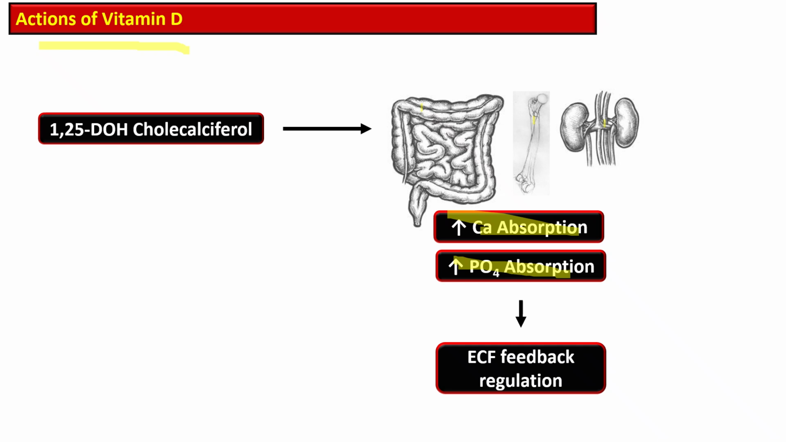From the intestine, there is increased calcium absorption because this vitamin D3 stimulates the synthesis of calcium binding proteins such as calbindin in intestinal epithelial cells, and it enhances sodium phosphate co-transporter for increased phosphate absorption, and in the kidney it helps conserve calcium.